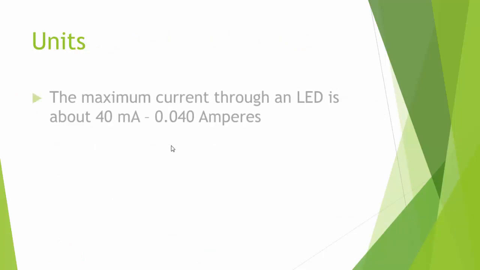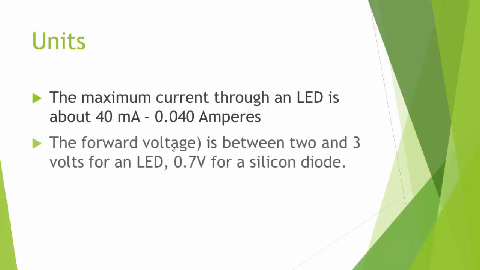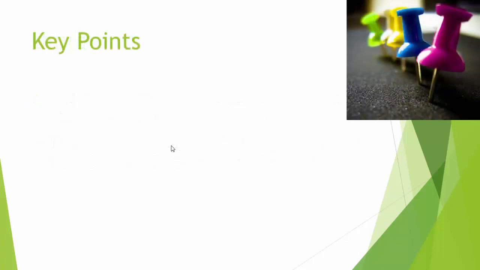Okay, speaking about units, no new units to cover today on LEDs. The maximum current though through an LED is about 40 milliamps. We target 20 milliamps. The forward voltage for an LED is between 2 and 3 volts depending on the color of the LED. 0.6 or 0.7 volts for a silicon diode, and other ones you'd need to look up.